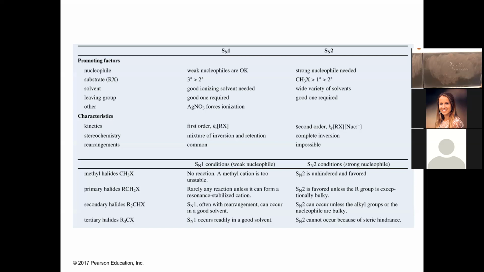And here is a comparison of the different substrates. If we have a methyl substrate, it has to undergo SN2. Primary: SN2 will be favored unless the R group is exceptionally bulky. And again, you could force ionization with silver nitrate.